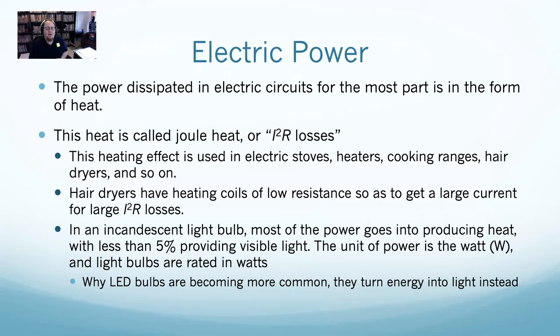And so I squared R loss in a circuit is just saying how much is lost to heat. Sometimes that's the goal. Electric stove, heater, cooking range, hair dryer, that is the goal, to create heat. You just put a very low resistance, very high current to cause heat. An incandescent light bulb, most of the energy goes to heat. Only 5% is physical light. But that's why we talk about the wattage of a light bulb. When you're talking how many watts a light bulb is, you're just saying the power output. And that's going to be related to how bright it is.